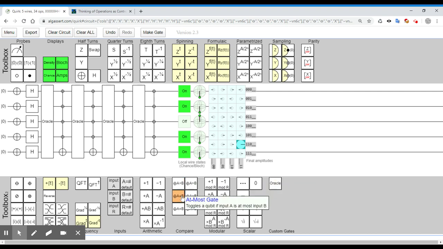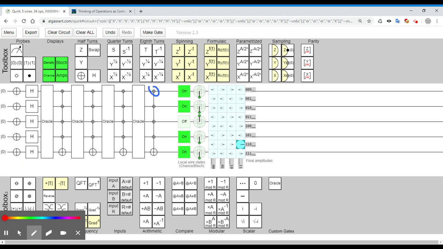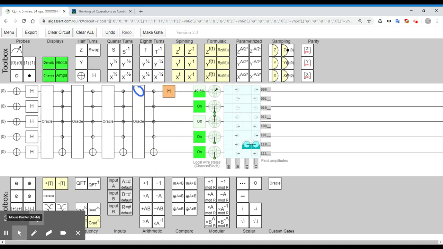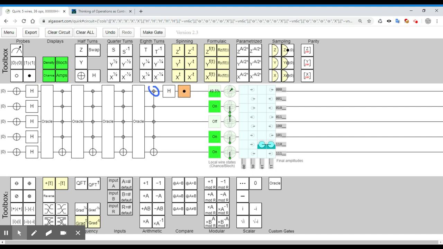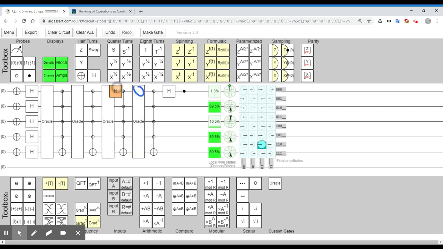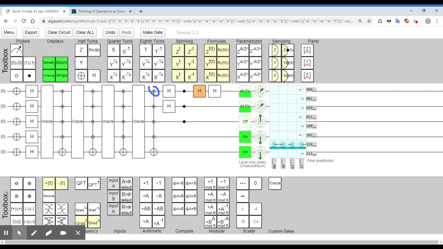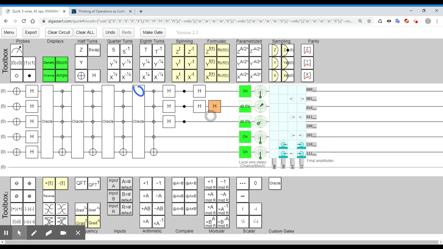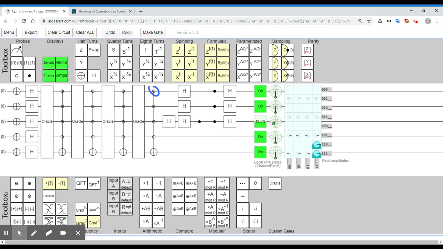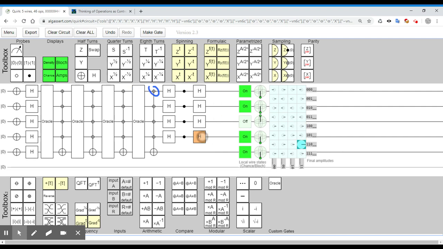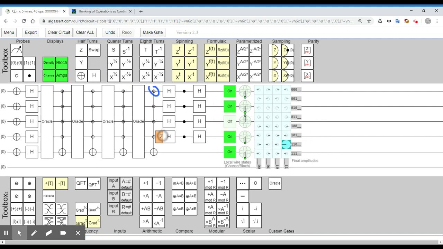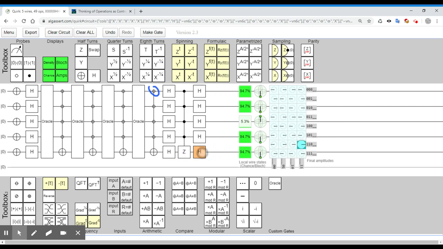These things, by the way, are nothing else than the equivalent of putting a Hadamard mark here, a control, another Hadamard mark, and then doing something like this. So basically you've got this, and then a Z.